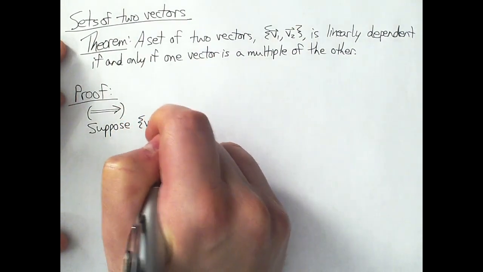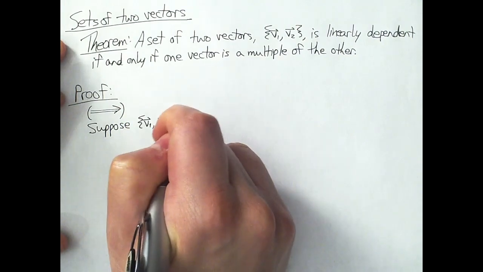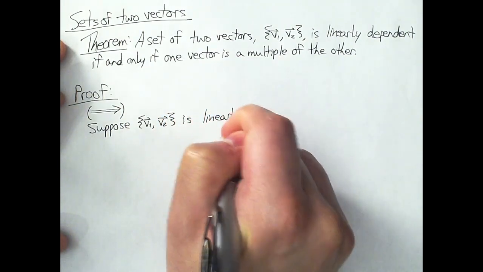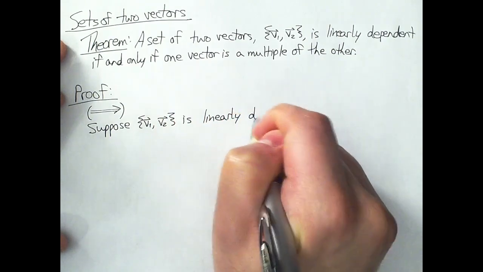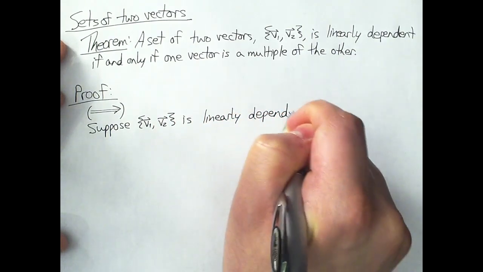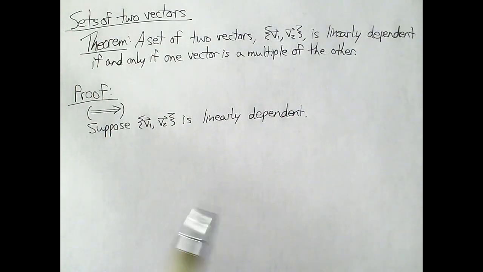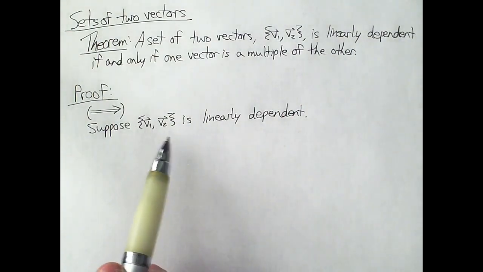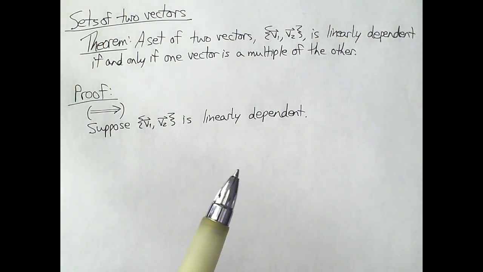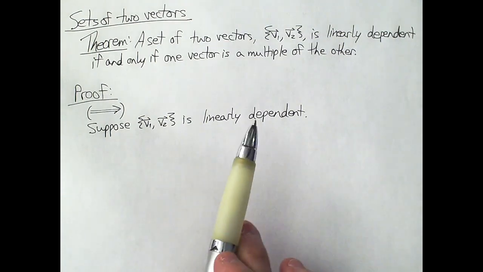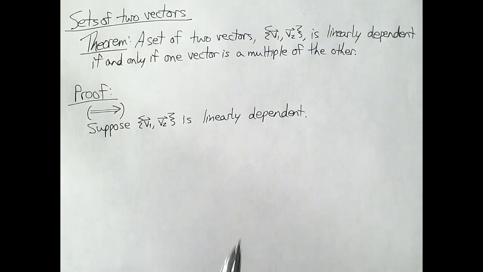Suppose V1, V2 is linearly dependent. So my job right now in this paragraph is I am going to prove that one of them must be a multiple of the other. That's kind of tricky because we're just keeping them as general vectors. We don't know what entries they have. I could use the definition of linearly dependent.